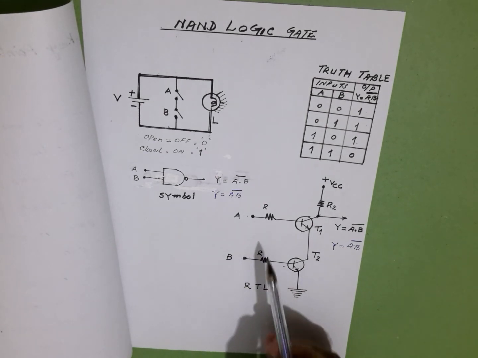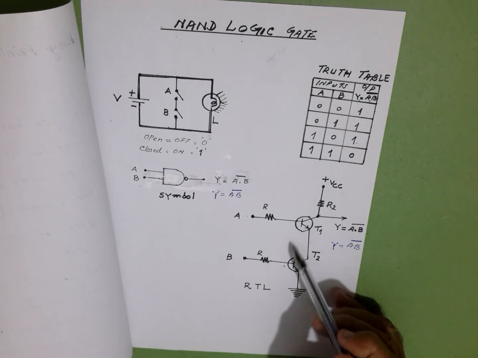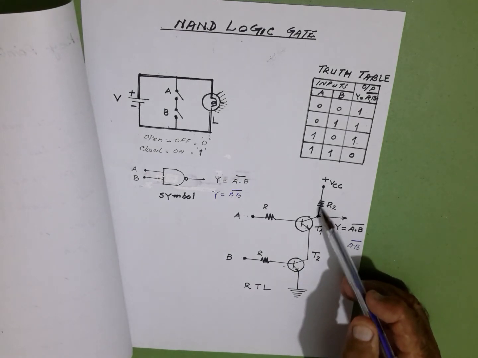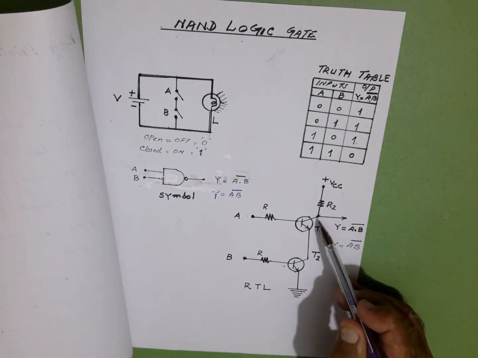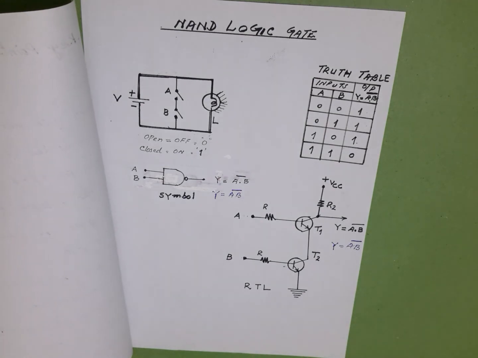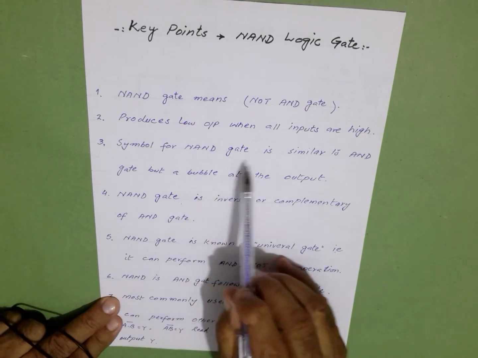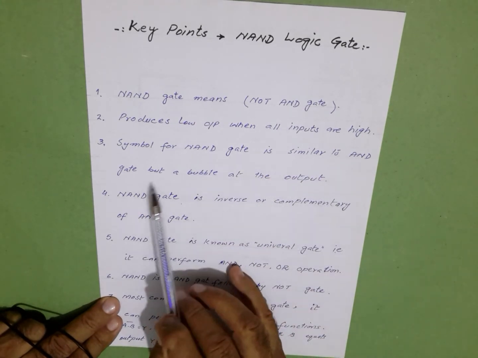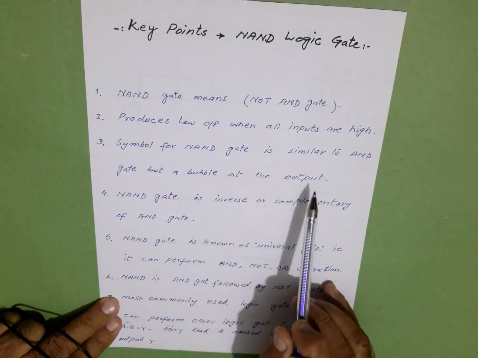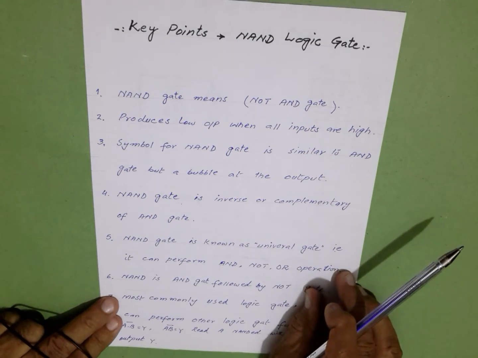When A is logic 1, B is logic 1, both transistors are forward biased, and the VCC is shorted to ground, we get a 0 voltage. Or we can say when the inputs are high, the NAND gate provides low level voltage in the output. Symbol for NAND gate is similar to AND gate, but with a bubble at the output. This bubble is called invert bubble.